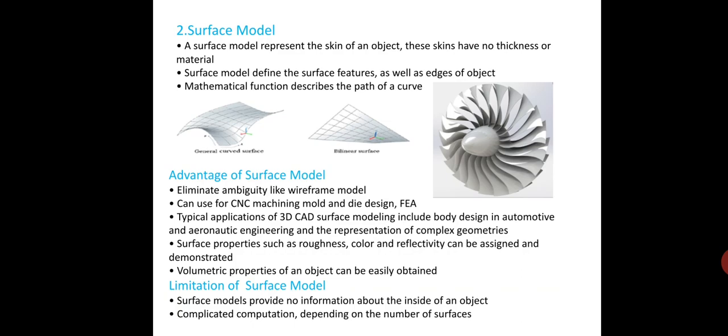Now, take a look at the limitations of the surface model. A surface model provides no information about the inside of an object. Complicated computation depending on the number of surfaces. So overall, if you see the strengths and weaknesses of the surface model, we can say that an unambiguous representation of a 3D model, and a significant advantage over the wireframe model in the link to manufacturing and engineering analysis are the strengths of the surface model. Let us see the weaknesses.